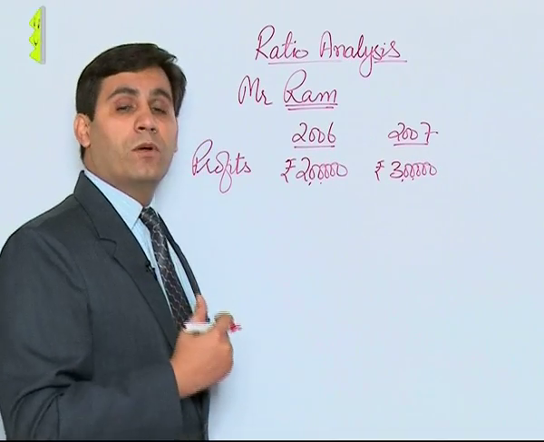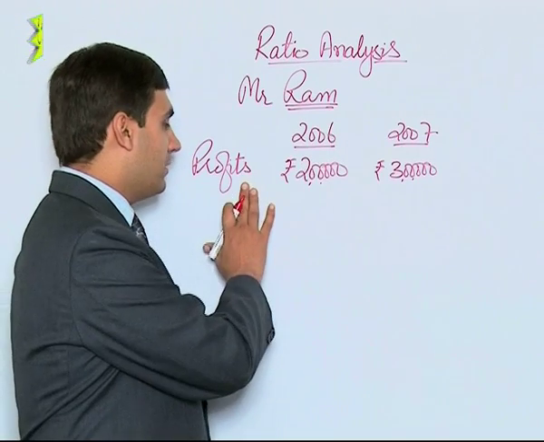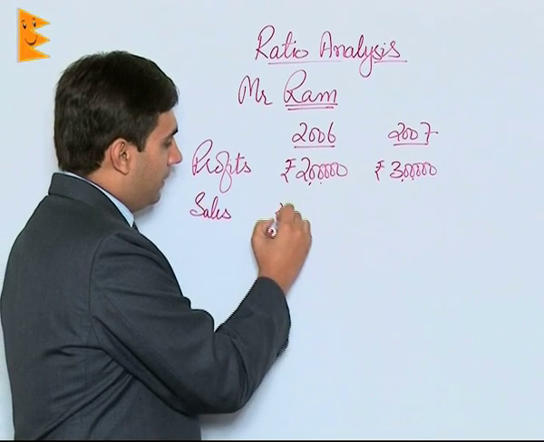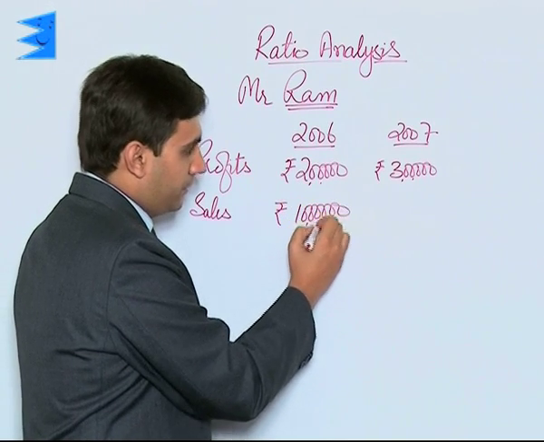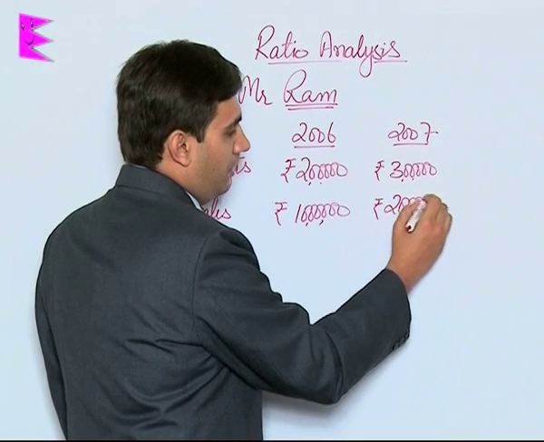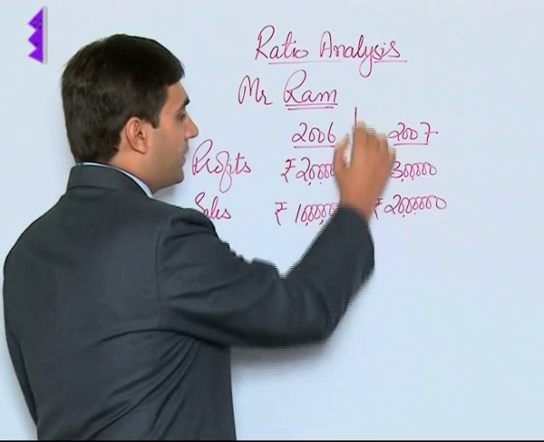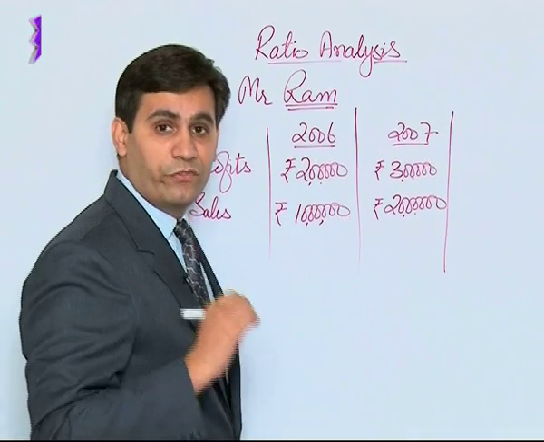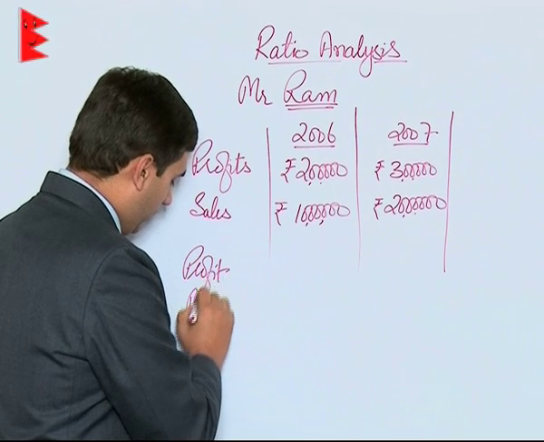Now let us transform it into a ratio analysis. Let's say the figures given to us are not just the profits but sales as well. This year the sales were 10 lakhs, whereas in this year the sales were 20 lakhs. So now students, let us find out the profit margins. What I am trying to do is find out profit margin.